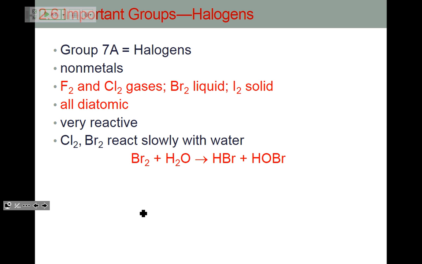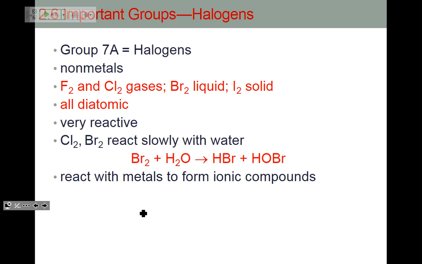They react slowly with water, however, but they will form an acid like HBr. They react with metals to form ionic compounds, and that's what we'll be looking at a lot in this class. And they also react with hydrogen, well, they form acids with hydrogen. So our strong acids are HCl, HBr, and HI. HF, however, isn't considered a strong acid. It doesn't completely dissociate in water, but it's still acidic. So our strongest acids are HCl, HBr, and HI from our halogens. So halogens are a group that we'll talk about a lot.